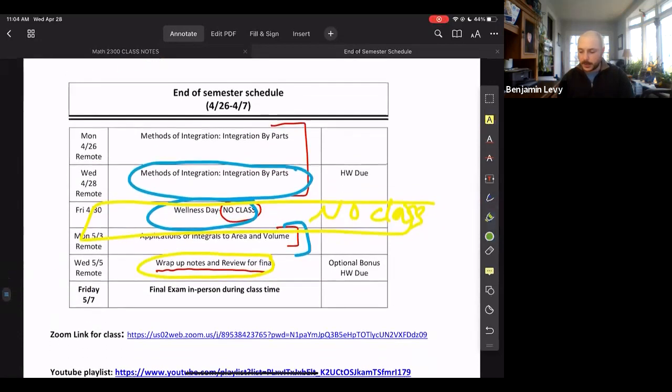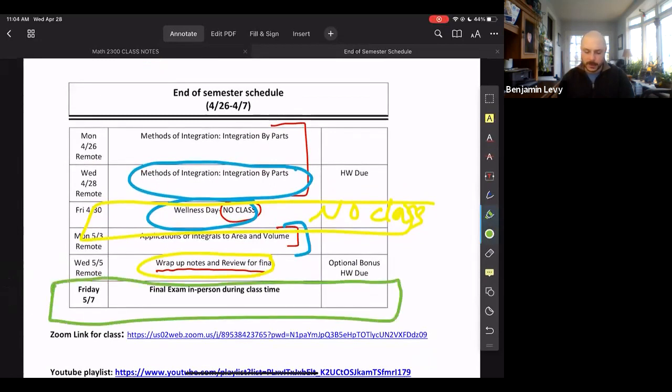Even though I said that yesterday, it seemed like some folks were a little bit confused after class. I got a couple emails about when the final was. So here it is on the 7th, next Friday. I think it's the second day of the final exam period. I'd like to do it in person. Please let me know ASAP if there's any issues with that.